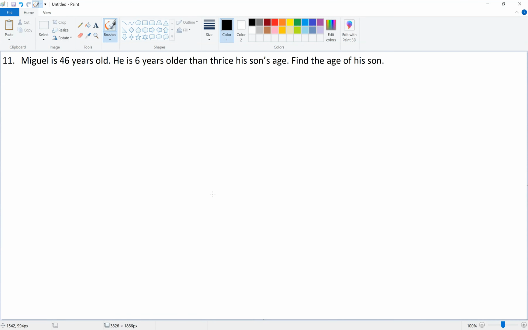Miguel is 46 years old. He is 6 years older than thrice his son's age. Find the age of his son. So what I would do, I would do 46 minus 6, which is 40. And would you divide that by 3? That is correct.